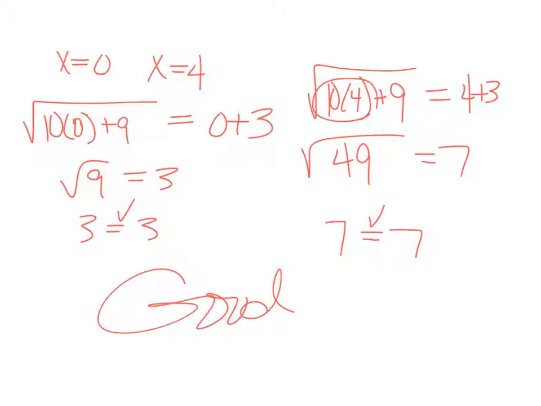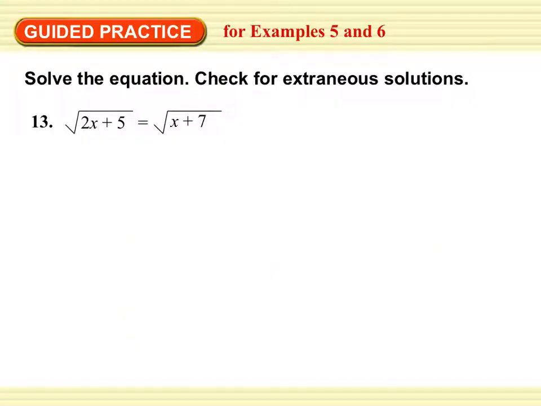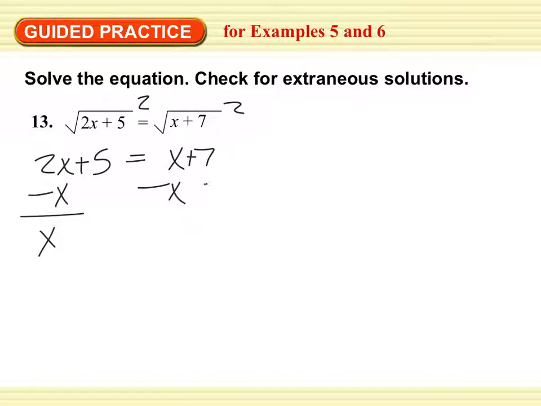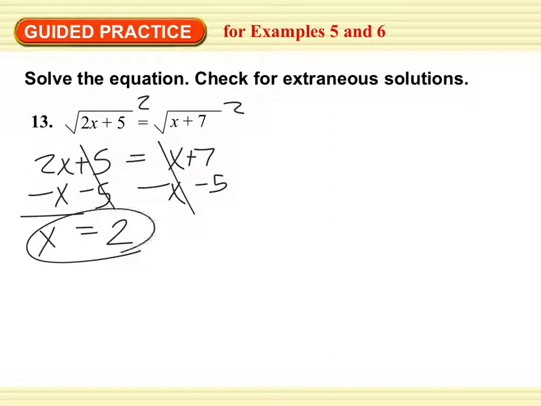Let's change to a black pen before I move on. Okay, 2 more. All right, square both sides. 2x plus 5 equals x plus 7. I like positive x's. Let's move the 5 to the left. Minus 5, minus 5. x equals 2. Well, if there was an extraneous solution here, I don't know what it would be because I only have one answer. Okay, so we're good.